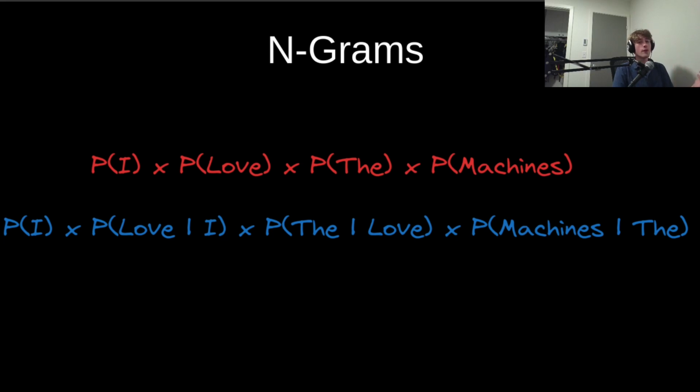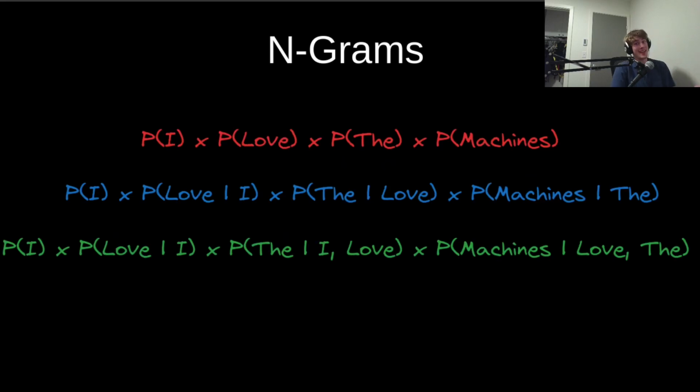And then, of course, we have trigrams, which, guess what they do? Well, they just take a maximum of the current word and the last 2 words. So probability of I times the probability of love, given that we've already encountered I, times the probability of the, given that we've already encountered I and love. And then we calculate the probability of machines given that we've only seen love and the. It's only dependent on the last 2 words before our current word.